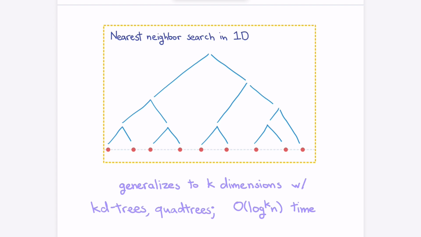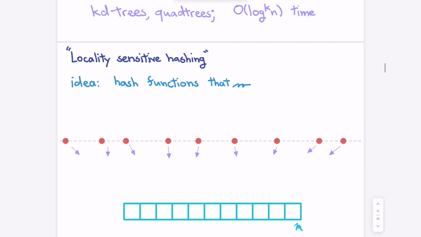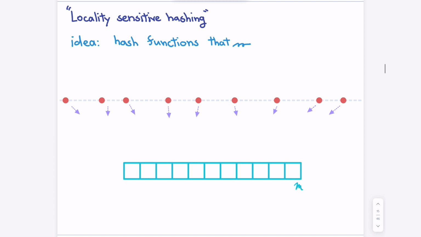So from that frame, let me suggest: suppose I told you that maybe there's an approach based on hashing. How might you use hashing to solve this problem, or what would you want your hash function to do? Yeah, that would be great.